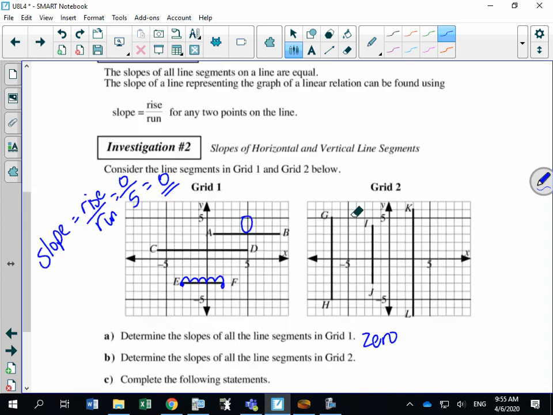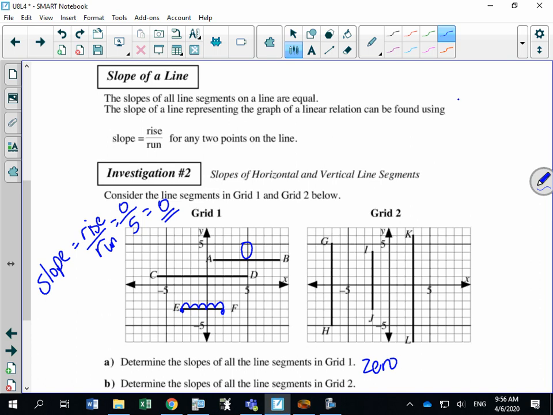Now, grid 2 is interesting. So what's the slope of a completely vertical line? If I gave you this, that's going to have a positive slope. If your line segment was in this orientation, that's going to have a negative slope. If I gave you a horizontal line, and I said, what's the slope of that? That would be 0. And then if I gave you a completely vertical line, like a cliff, and I said, what's the slope of a cliff? This essentially is what is referred to as undefined. And I will show you why.